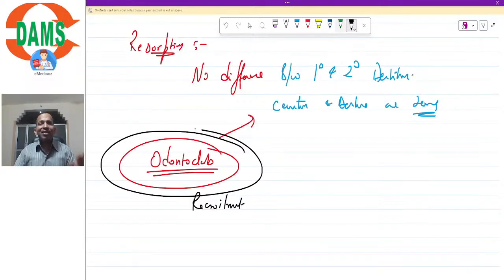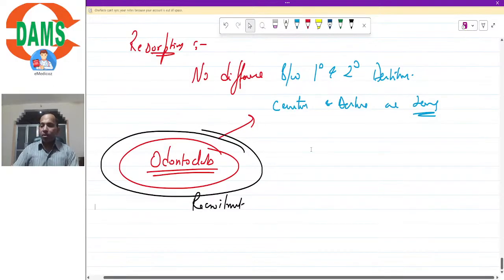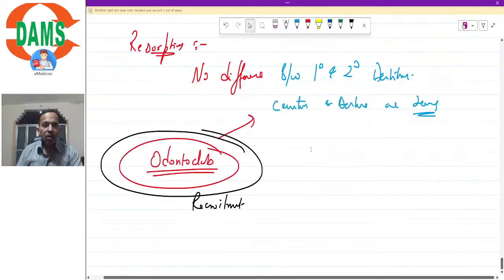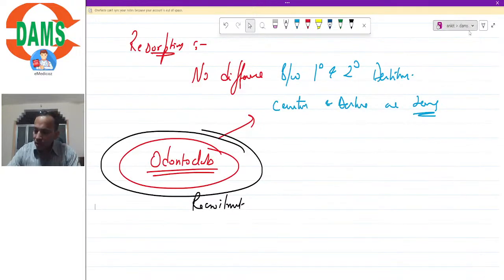There is no difference in the tissue. The only difference is in the genetic programming. The odontoclasts are programmed to appear once the time of resorption has arrived, right? So these were some of the differences or similarities between the primary and permanent dentition. Now based on that, I have some MCQs. Let's go to those MCQs.